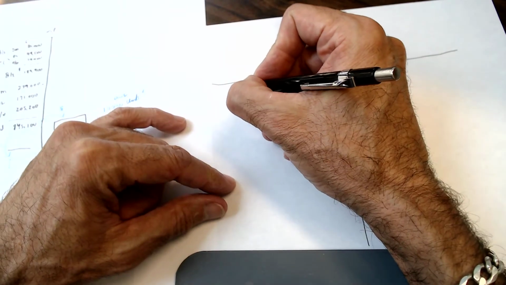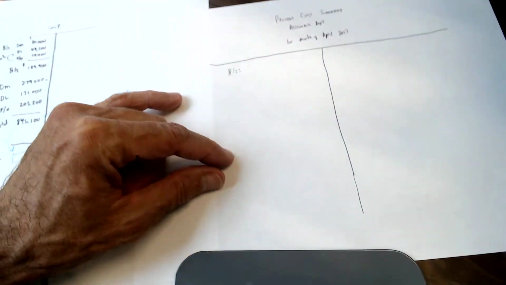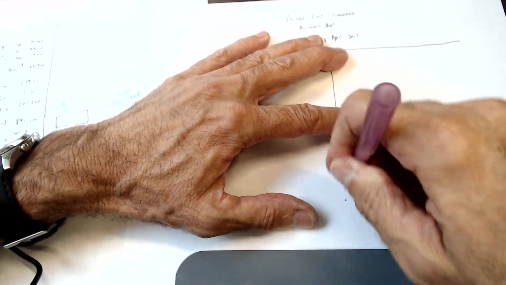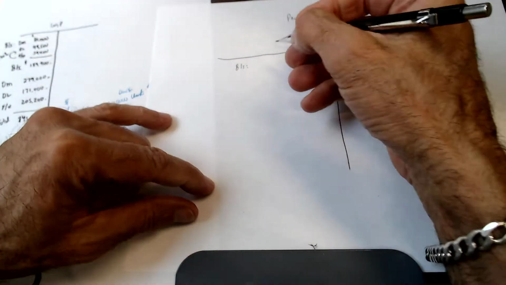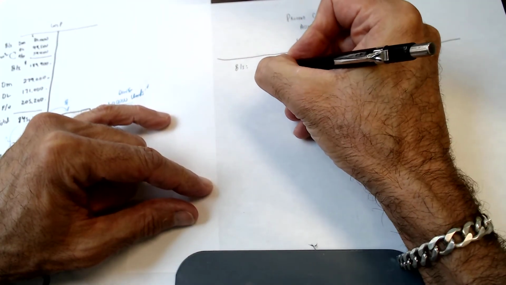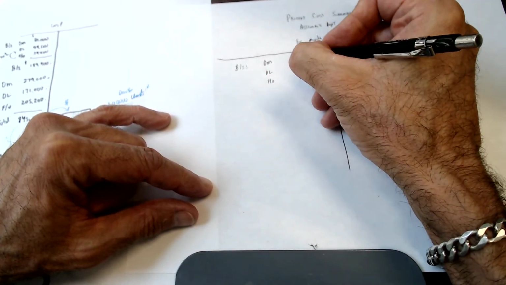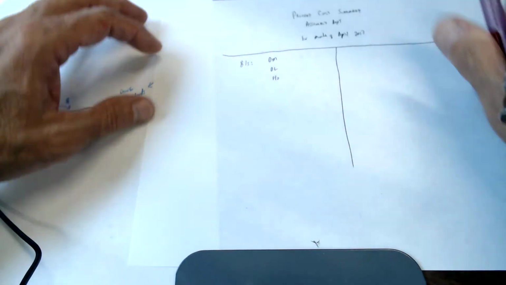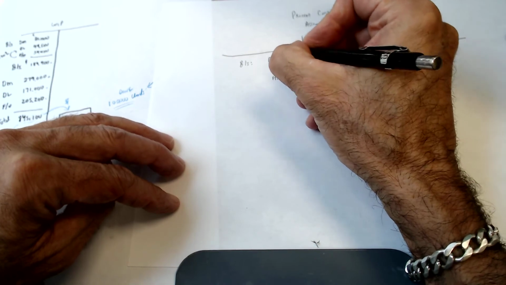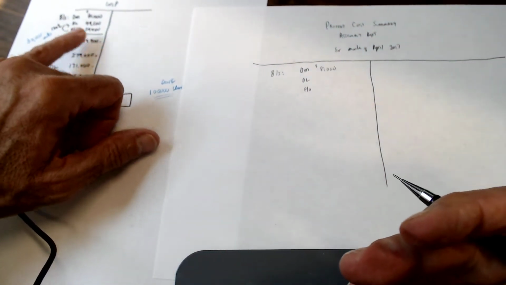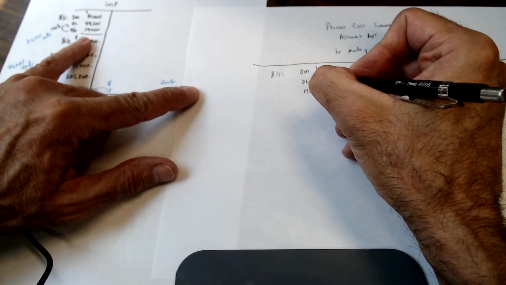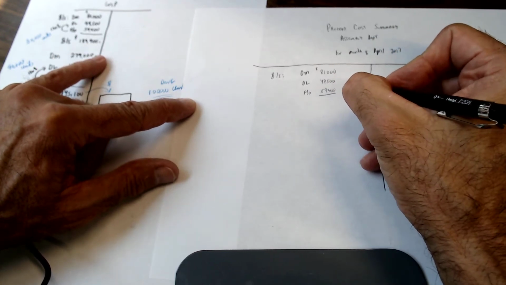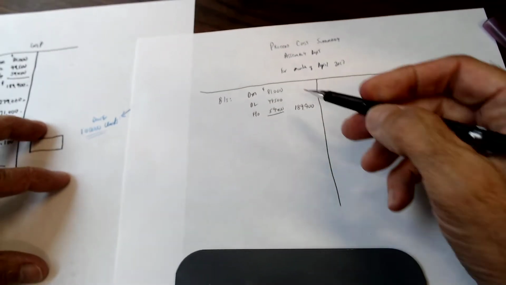And here's what we've got. We've got beginning inventory, which is made up of direct materials, direct labor, and factory overhead. I'm going to need some room down here to work. I'm just dropping these numbers right here, the numbers we were working with, for a total of $189,900. So that was my beginning inventory.